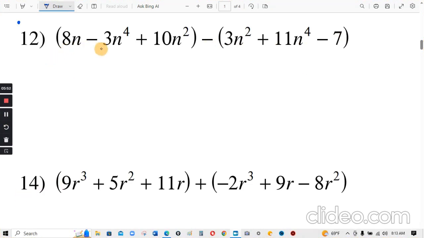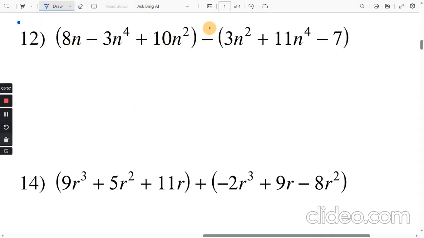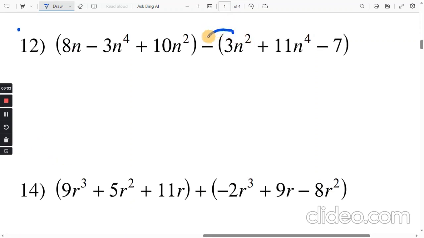Okay, number 12, I'm going to leave the first set of parentheses alone and distribute this negative sign. Make sure you distribute it to each of the 3 terms, okay? 1, 2, 3. By doing that, I'm multiplying by negative 1. So 3n squared becomes negative 3n squared. Positive 11n to the 4th becomes negative 11n to the fourth, and this negative 7 becomes positive. Okay, see, I changed the plus minus sign on each of the three terms when I distributed the negative. And you can make this plus now.